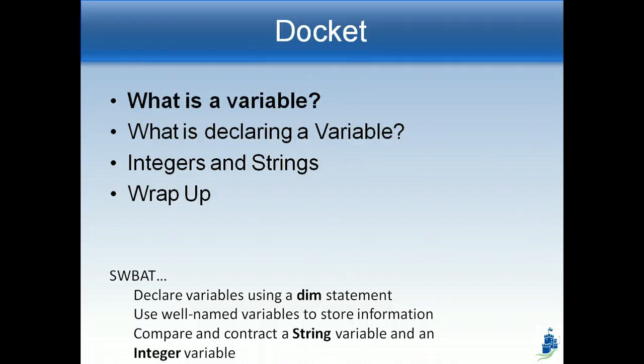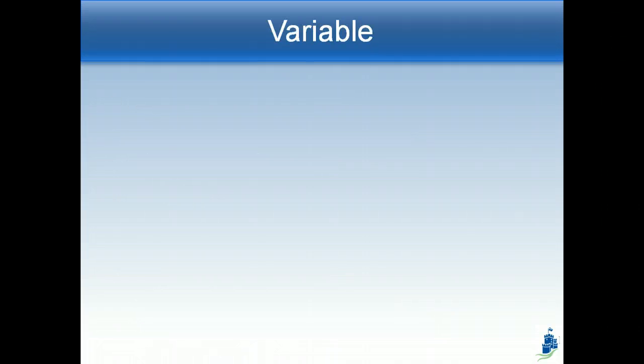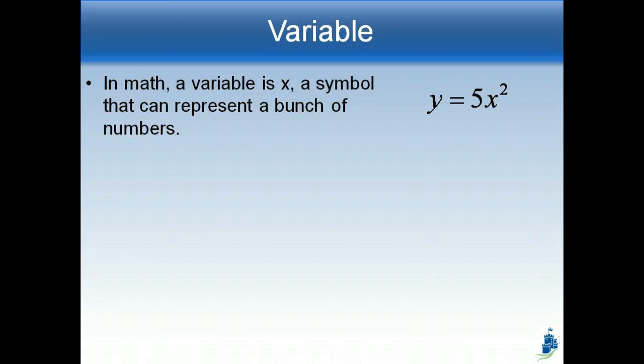So let's start with what is a variable. All right, so a variable, this is a really important topic, so make sure you're paying close attention. In math, you've probably heard the word variable before. Here's the equation y equals 5x squared. A variable is something like x. It's a symbol that can represent a bunch of numbers, right? X can be 2, x can be 7. It's a variable. It can vary. That's where variable comes from. It's variable. It can vary.